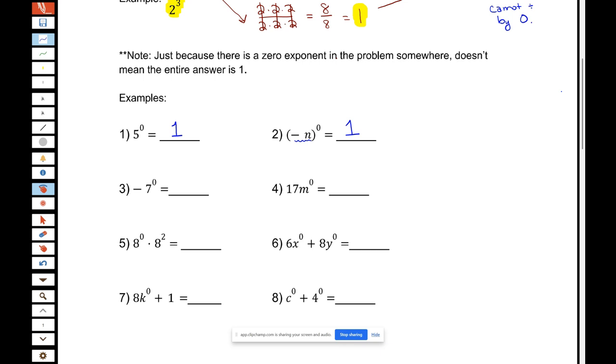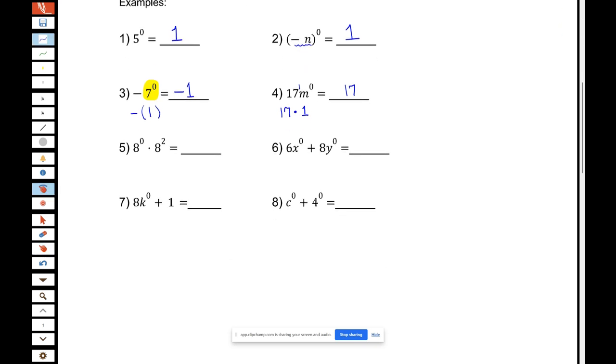But on number 3, we have to follow the order of operations. Exponents come before subtraction here. So this says negative of 7 to the 0, and 7 to the 0 is 1, so the answer is negative 1 for that one. In number 4, 17 has a power of 1, so it is 17. But m to the 0 equals 1, and 17 times 1 is 17.